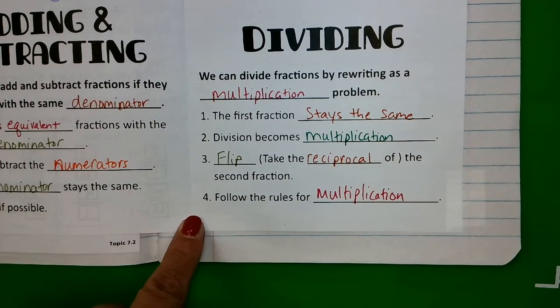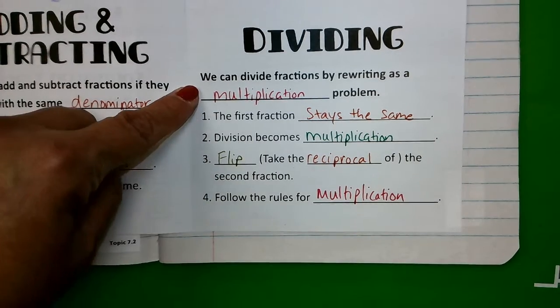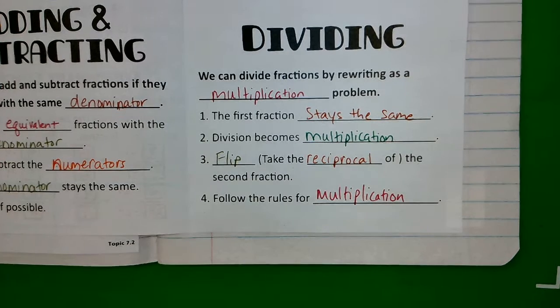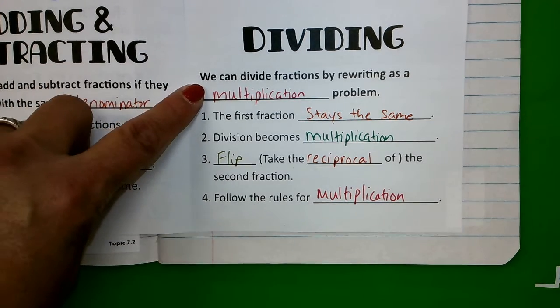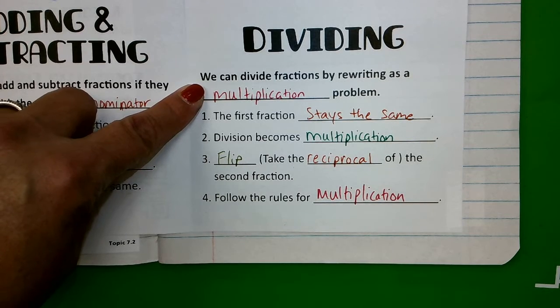Dividing fractions. We can divide fractions by rewriting as a multiplication problem. So again, you have to make sure that you don't have mixed numbers. You have to have improper fractions. You can only have a numerator and a denominator. So we can divide fractions by rewriting as a multiplication problem.